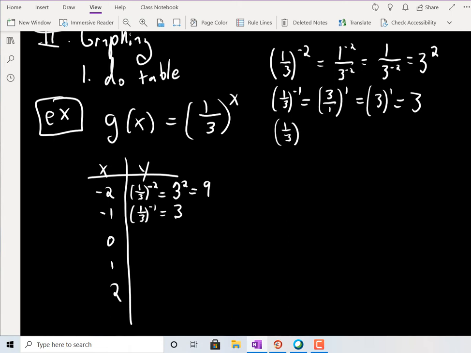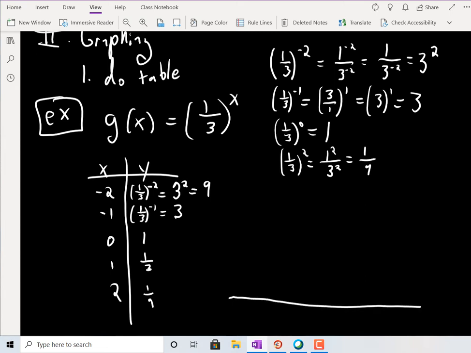1/3 to the 0. Anything to the 0 power besides 0 is 1. So this will be 1. 1/3 to the 1 is just 1/3. 1/3 squared. You can distribute the exponent if you want, or you could just go 1/3 times 1/3. That's the same thing as well. Anyways, you get 1/9.